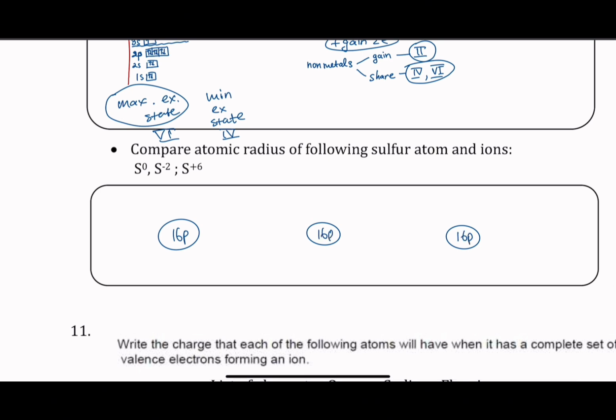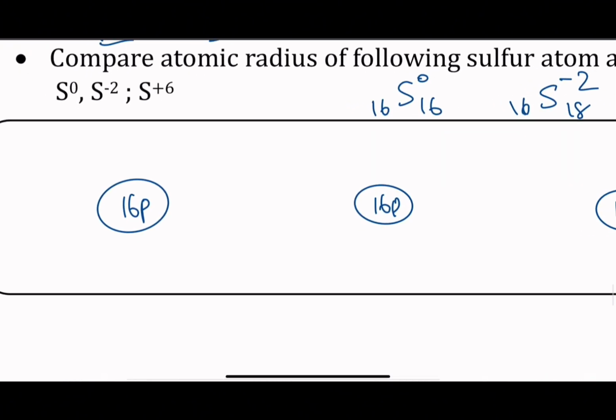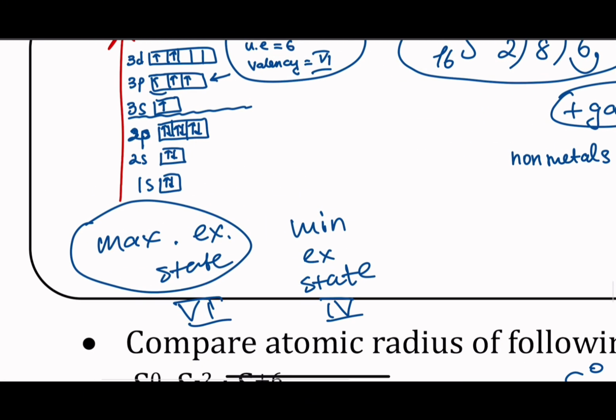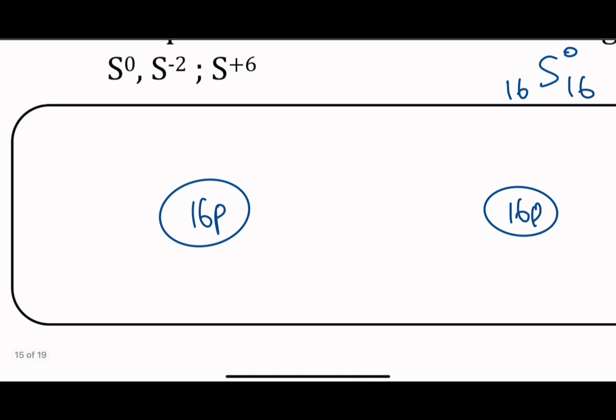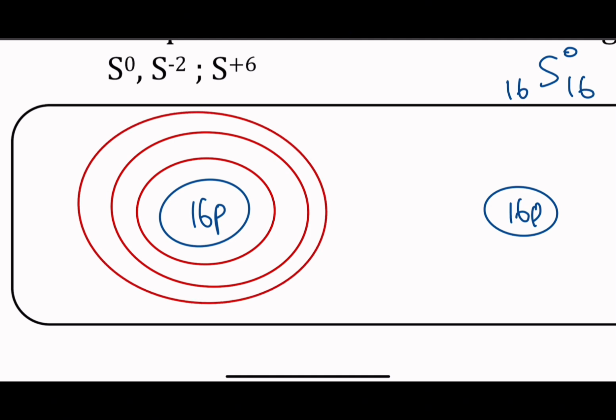But we know that S, sulfur, has 16 protons, 16 electrons. S negative 2 has 16 protons, 18 electrons. S plus 6 has 16 protons and 10 electrons. Now I want you all to think about this logically. So the first one had how many shells? I got one shell, two shells, and three shells, right? So 1, 2, and 3. I've got 3 shells, right?